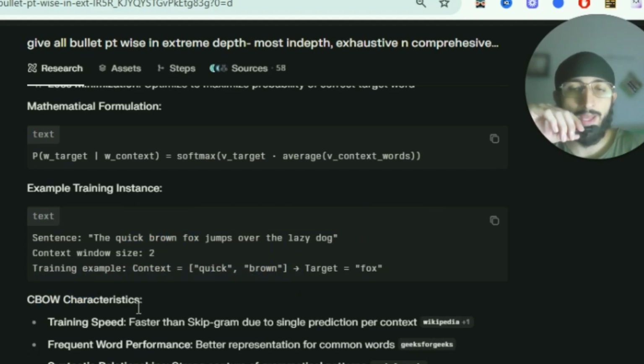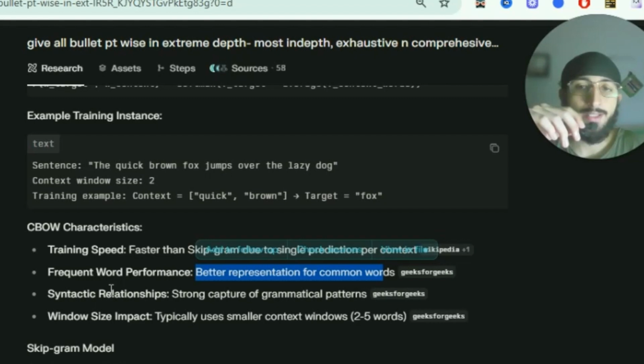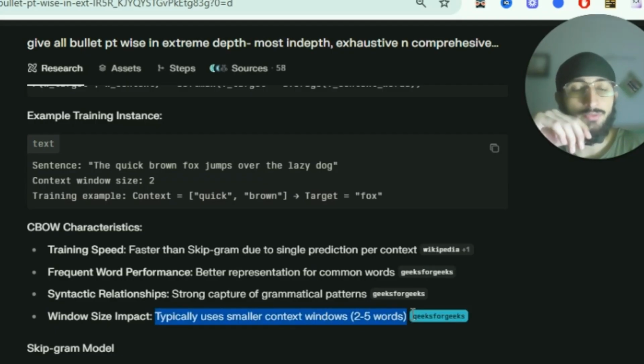Now CBOW characteristics, training speed, it is faster than skipgram due to single prediction per context, frequent word performance, better representation for common words, and then it also has syntactic relationships which capture grammatical patterns strongly. And window size impact typically uses smaller context windows, 2 to 5 words.